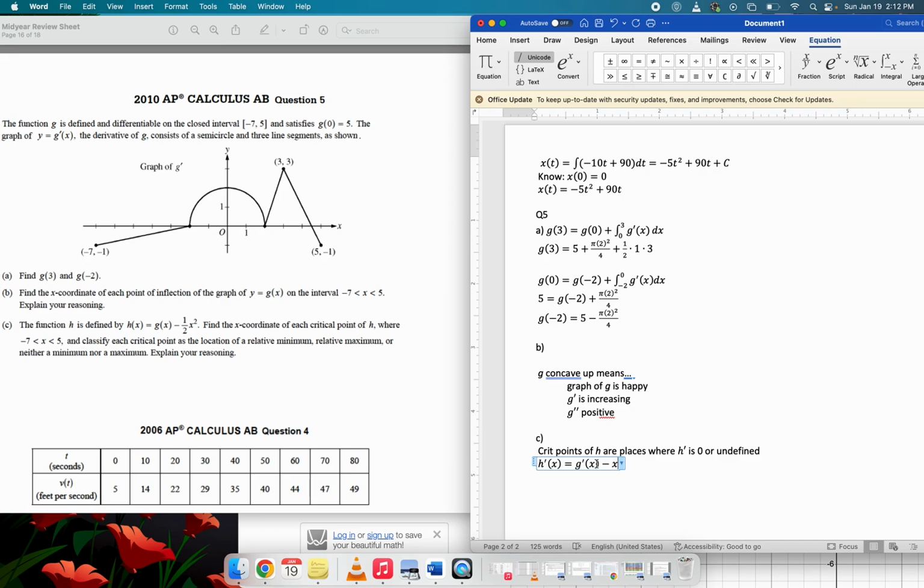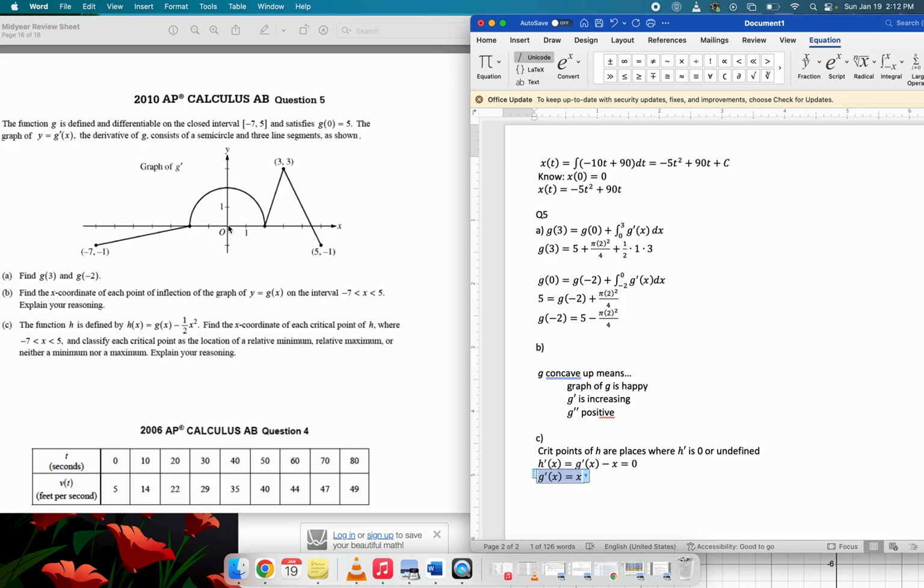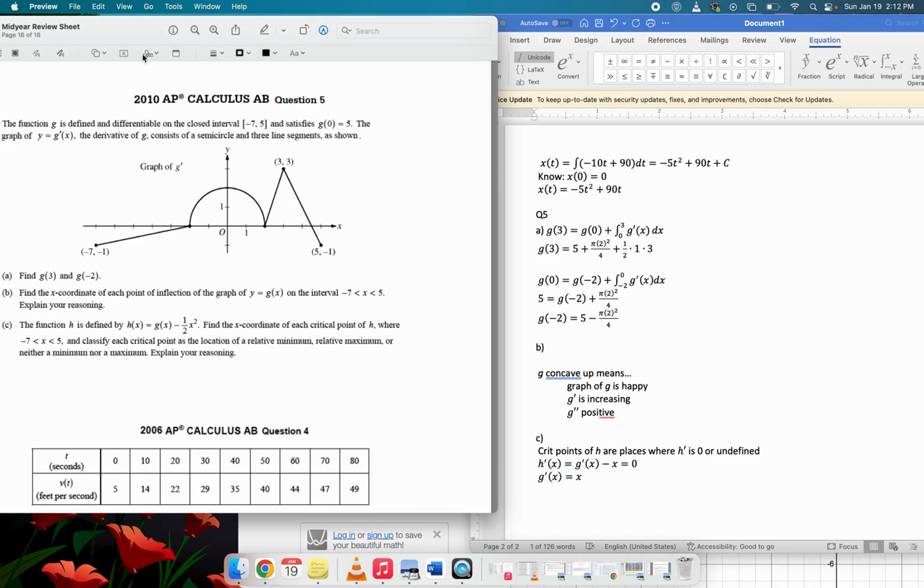I just have to ask, when is it equal to 0? Well, this being equal to 0 is the same thing as g prime of x being equal to x. And what does that mean? That's kind of tricky to say. I think the best way to think of it is geometrically. That's like asking, when does this graph get crossed by the diagonal line y equals x? You see what I'm saying? Here's the diagonal line y equals x. Maybe that was not perfect, but I think you can see what I'm getting at. When does that line cross the graph of g prime?